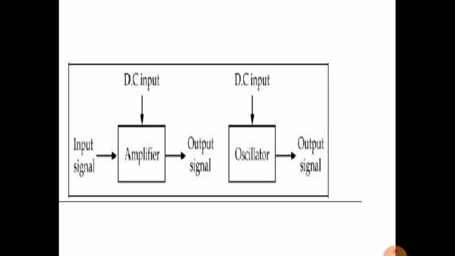In case of an amplifier, we are giving input signal along with the DC power input, and in case of an oscillator, we are not giving any input signal, but we are getting the output oscillations.